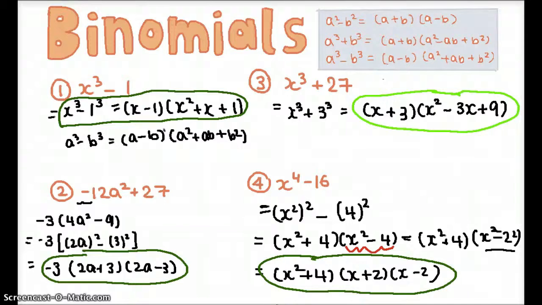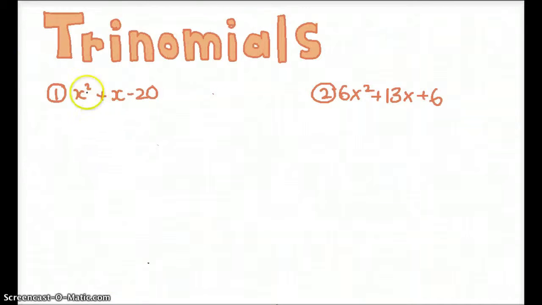Okay, now we're going to move on to trinomials. So trinomials, you're going to approach in a sort of reverse FOIL method. For example, we're going to start with x squared plus x minus 20. We're going to think of the two factors that multiply to x squared, and that's x times x. Then we're going to think of the two factors that multiply out to negative 20.